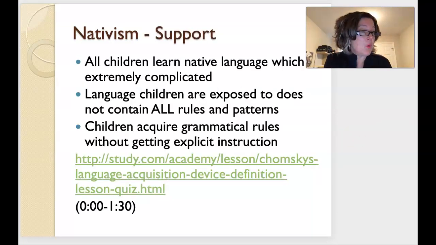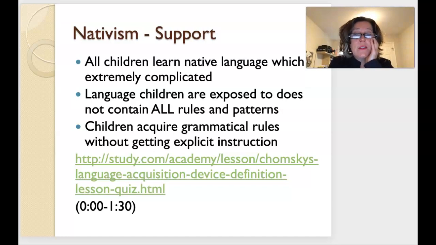People who support nativism and the language acquisition device basically say, well, all children learn their native language, which is extremely complicated. So kids who grow up in poverty in Colombia, they learn their native language, where they probably don't have great models particularly. They might, but they might not. But they all learn a really extremely complicated thing such as language.